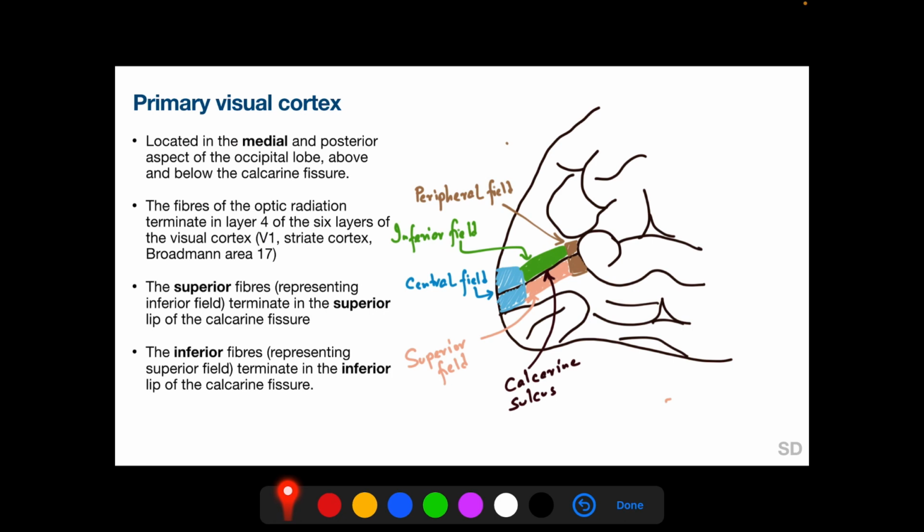The superior fibers of the optic radiation representing the inferior visual field terminate in the superior lip of the calcarine fissure, and the inferior fibers of the optic radiation representing the superior visual field terminate in the inferior lip of the calcarine fissure.